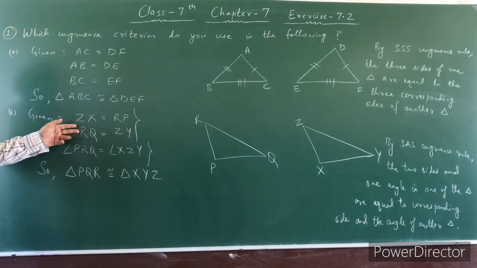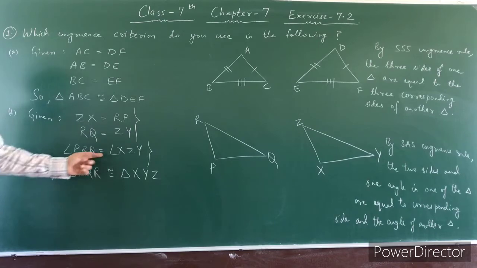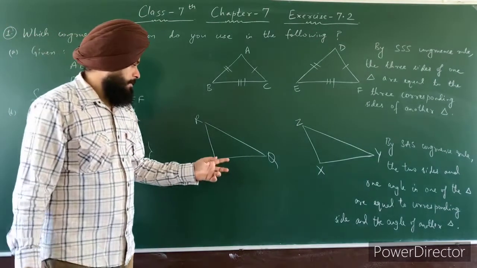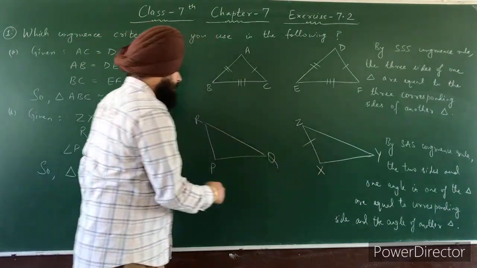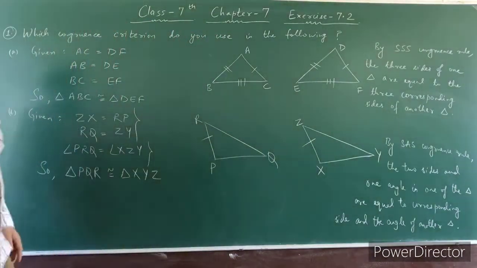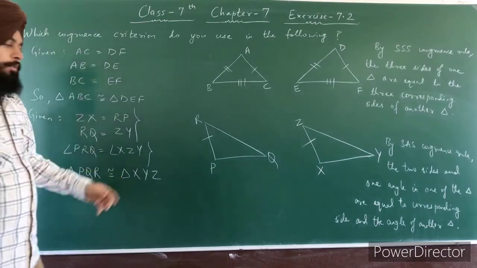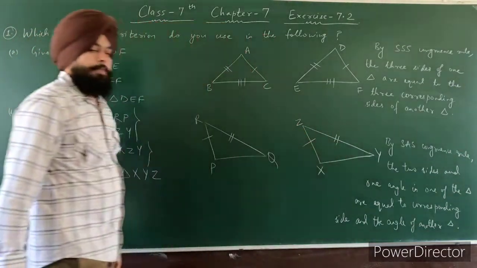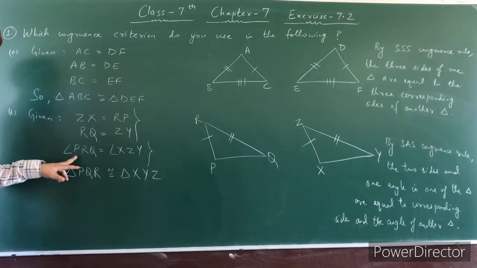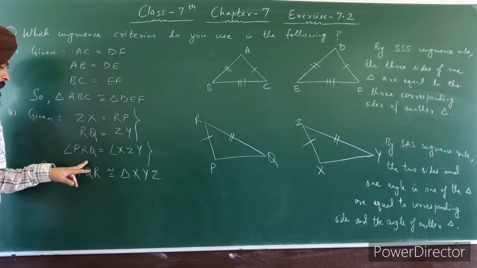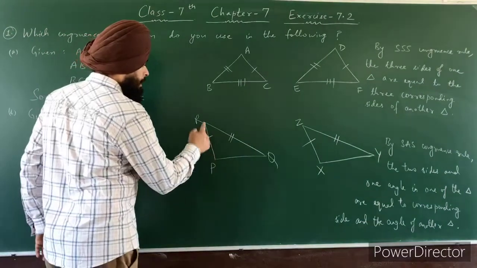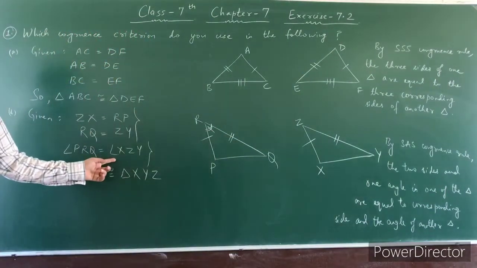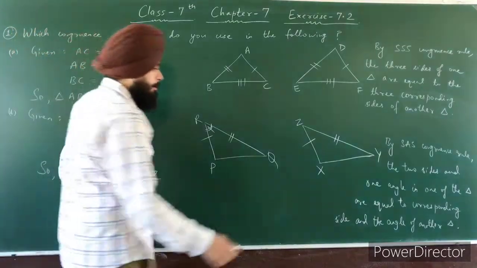Two sides are given equal, and the third one is angle. The first is ZX is equal to RP. So which is ZX? This one. ZX is equal to RP. Second side is RQ is equal to ZY. RQ, this one. RQ is equal to ZY. And the third one is angle given, and the name of angle is angle PRQ. This one, PRQ. This one is equal to angle XZY.